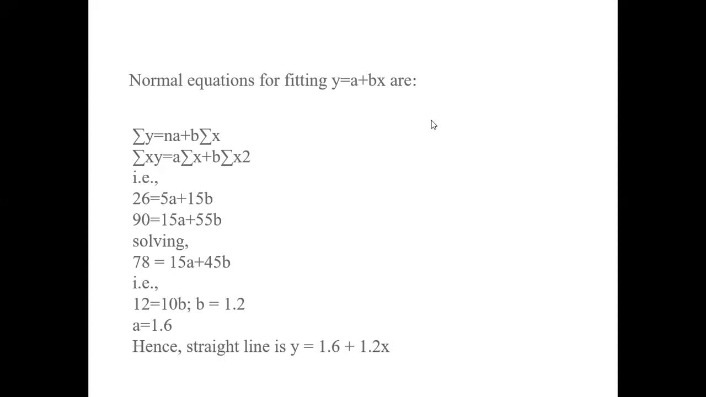Then the equation of straight line is y is equal to a plus bx. Put the value of a and b. Then y is equal to 1.6 plus 1.2x. This is the equation of straight line. This will be found by using the least square approximation method for the curve fitting of a straight line. So understand this example or this method for the straight line.